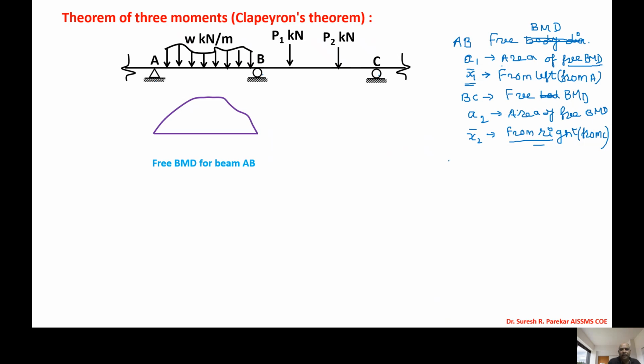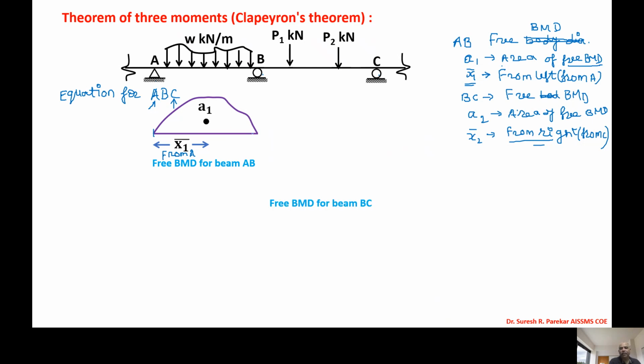Now we will draw the free BMD for AB. This is a parabola, so exactly we are not going to plot it. Let us say this will be the free BMD. A1 is the area of this and X1 bar is the distance of the centroid from the left hand. This X1 bar is from A, because we have this as the left span. Now we have BC as the right span because we are applying the equation for ABC. So we have to take X1 bar from A and X2 bar from C, that is, the left and right ends.